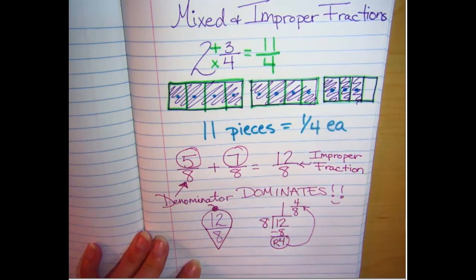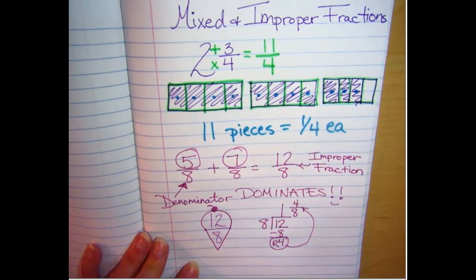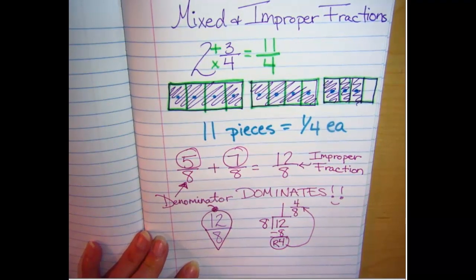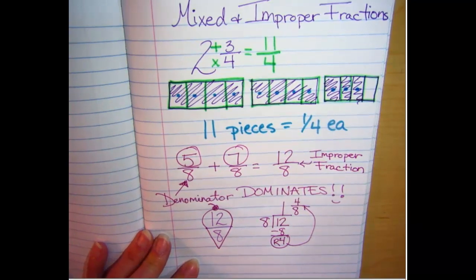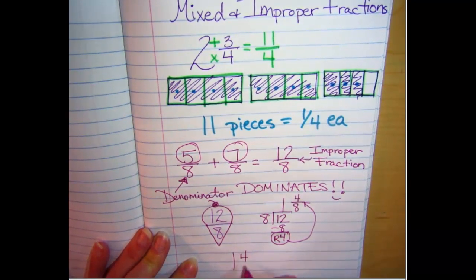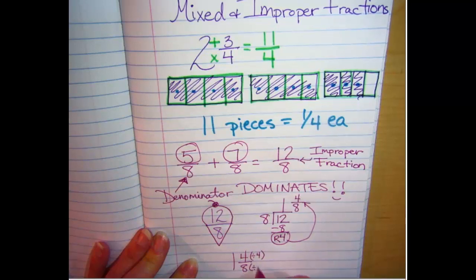But now I've got another problem, and since we practiced this all week, you should see it. Can I leave 4/8 as 4/8? No. When do we simplify fractions in 5th grade? All the time. Not just when the directions say so. So if I look at 1 and 4/8, I can divide 4 by 4 and 8 by 4, and I get 1 and 1/2. Ta-da!